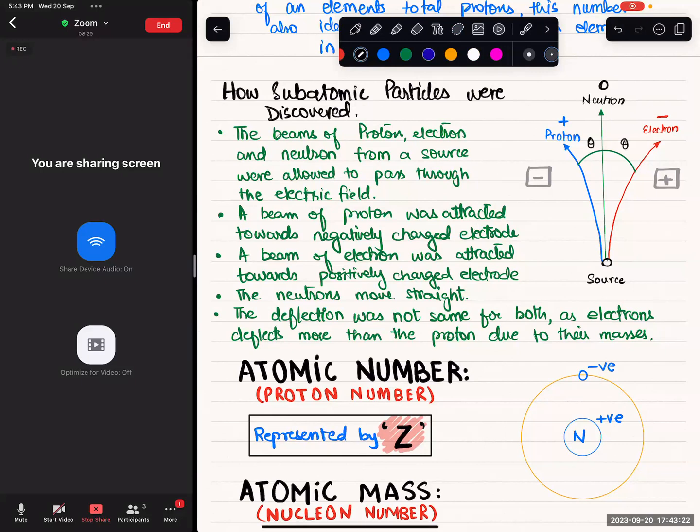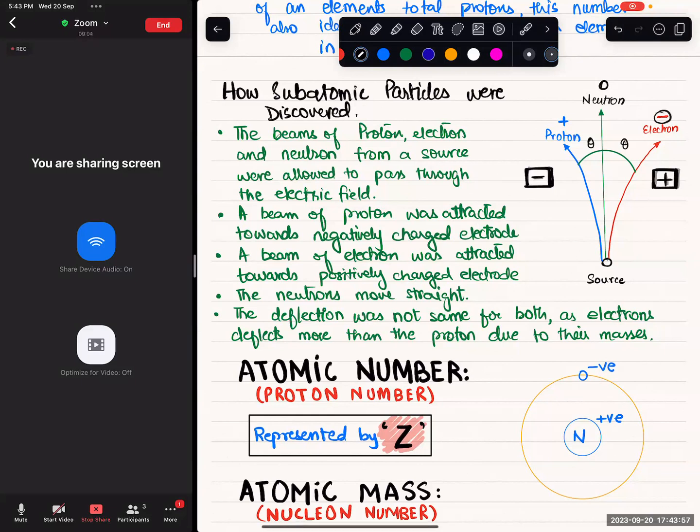All right. So that is how the subatomic particles were discovered. And we can say it's always like this, that the positive attracts the negative. So the proton was attracted by the negative electrode, as you can see over here. This was a negative electrode, and this was a positive electrode. This was one positive attracting the negative electron, and this was one negative attracting the positive proton.